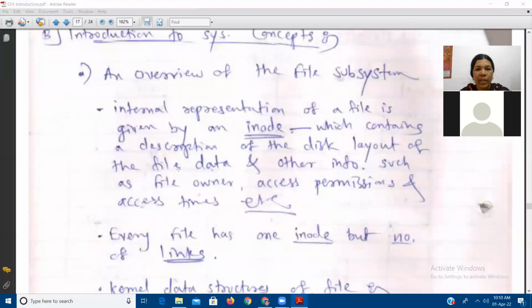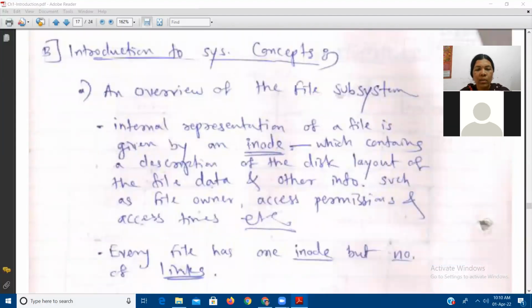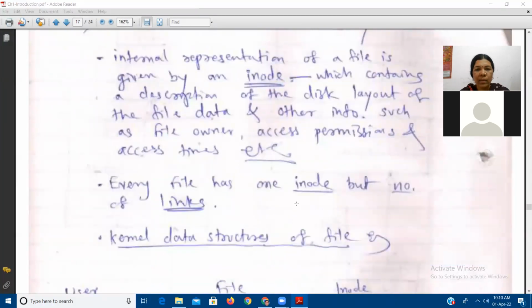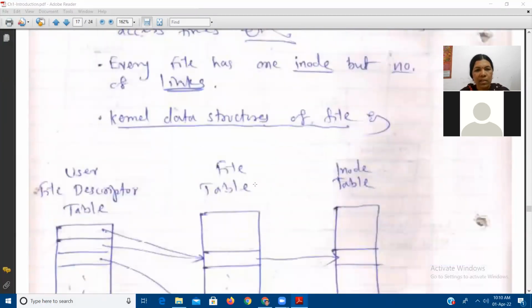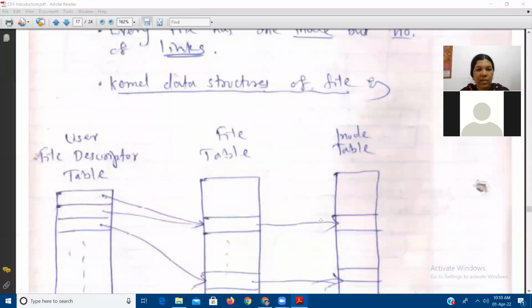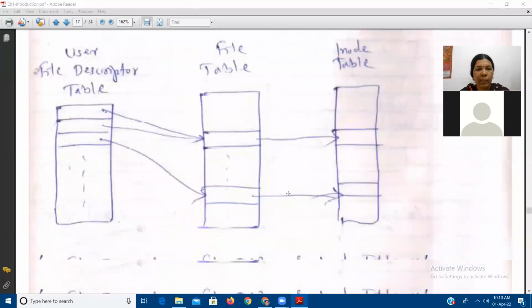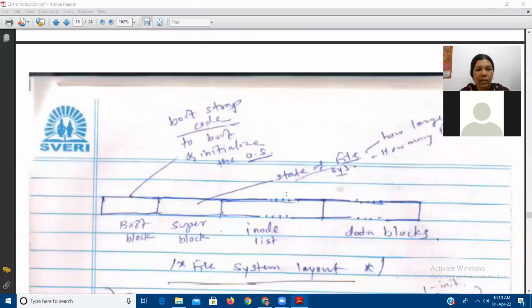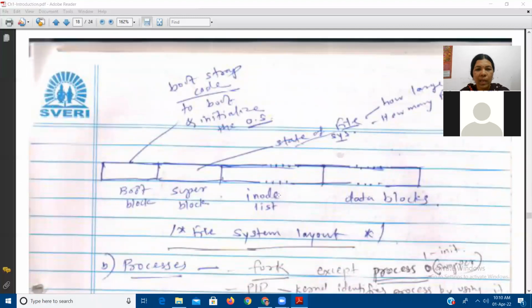Under introduction to system concepts, we discussed the concept of inode, then the concept of link, then the concept of kernel data structures of file. Three data structures we discussed: user file descriptor table, file table, and inode table. And then we talked about the file system layout, how the file system is exactly stored on the disk. It is stored in the form of 4 major blocks.